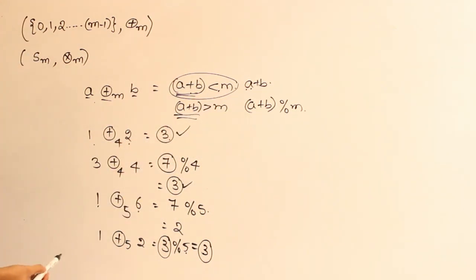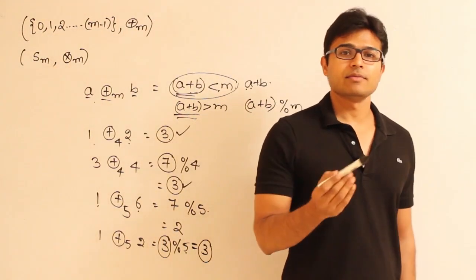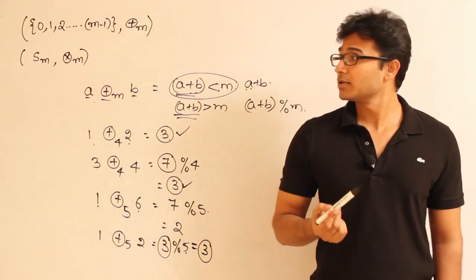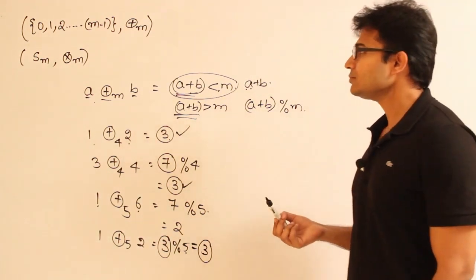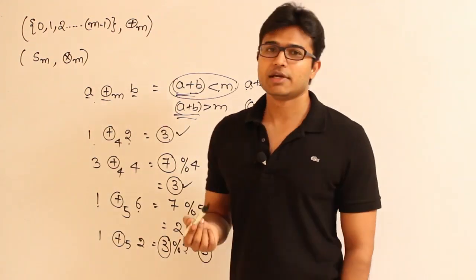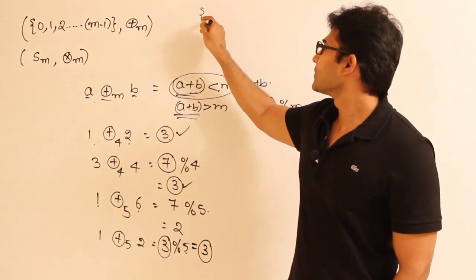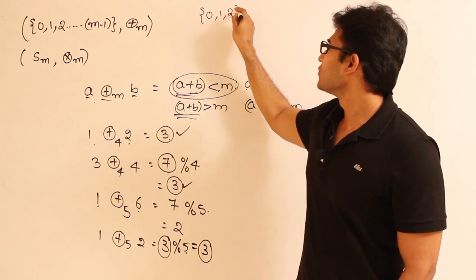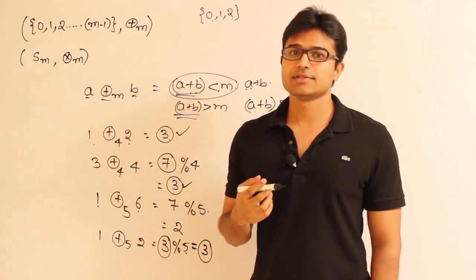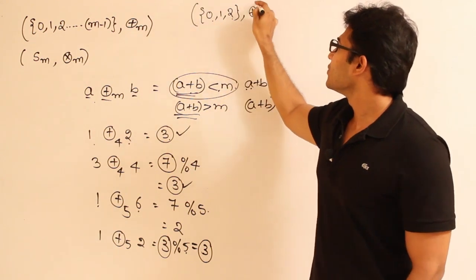So in short, you can think of it like this. If you write a addition modulo m b, it means you should add a and b, divide by m, and whatever remainder you get, you take it. That is the meaning of it. Now what I am trying to say is, if you have the numbers from 0 to m minus 1, and you take addition modulo m, then it is a group. For example, if you take 0, 1, 2, which means 0 to m minus 1, here m minus 1 is 2, which means m is 3. With this, if you take addition modulo 3, then it is going to form a group.